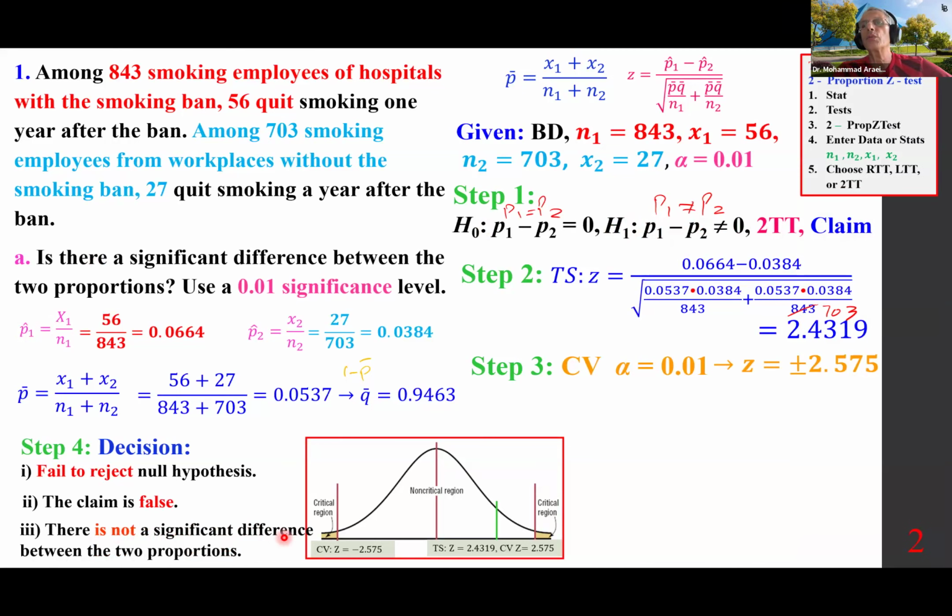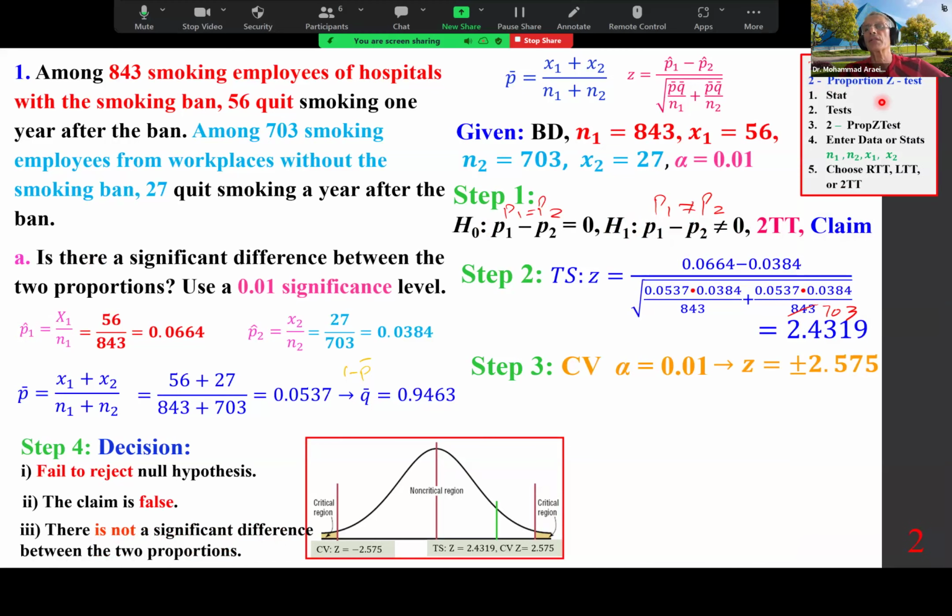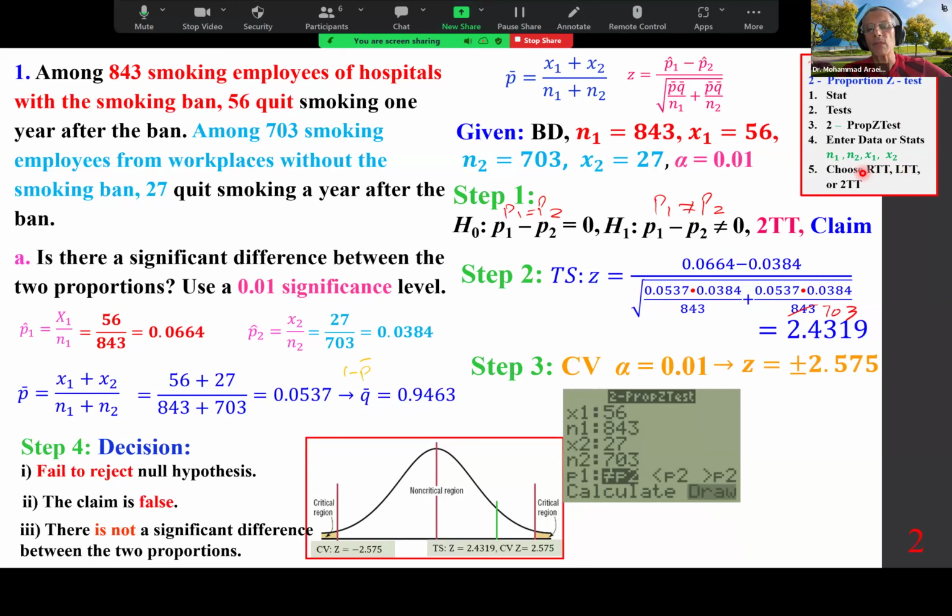Let's look at the technology. We use the two-proportion z-test: STAT, TESTS, 2-PropZTest. We need to put n sub 1, n sub 2, x sub 1, x sub 2, and figure out the type of tail. So look at what we put: x sub 1 is 56, n sub 1 is 843, x sub 2 is 27, n sub 2 is 703. So that really helps here.